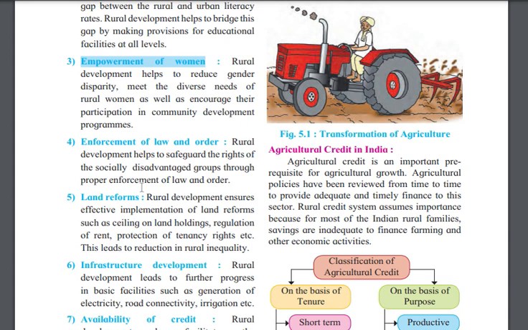And why are they focusing on land reforms? Because obviously the people who are living in villages have some illegal lands. So that's why these land reforms are coming in rural development.